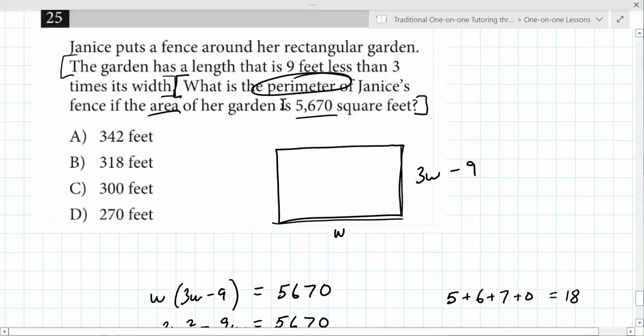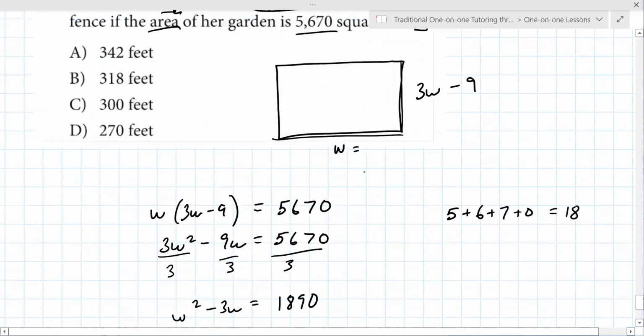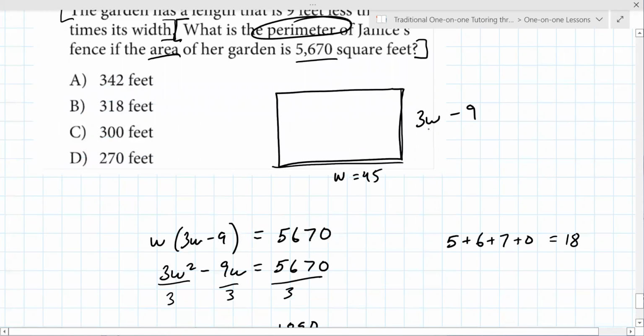It wanted the perimeter. So we need the width, but we don't necessarily need this value. 3 times 45 is 135, minus 9 is 127, and then you can add them up and find the perimeter for this.